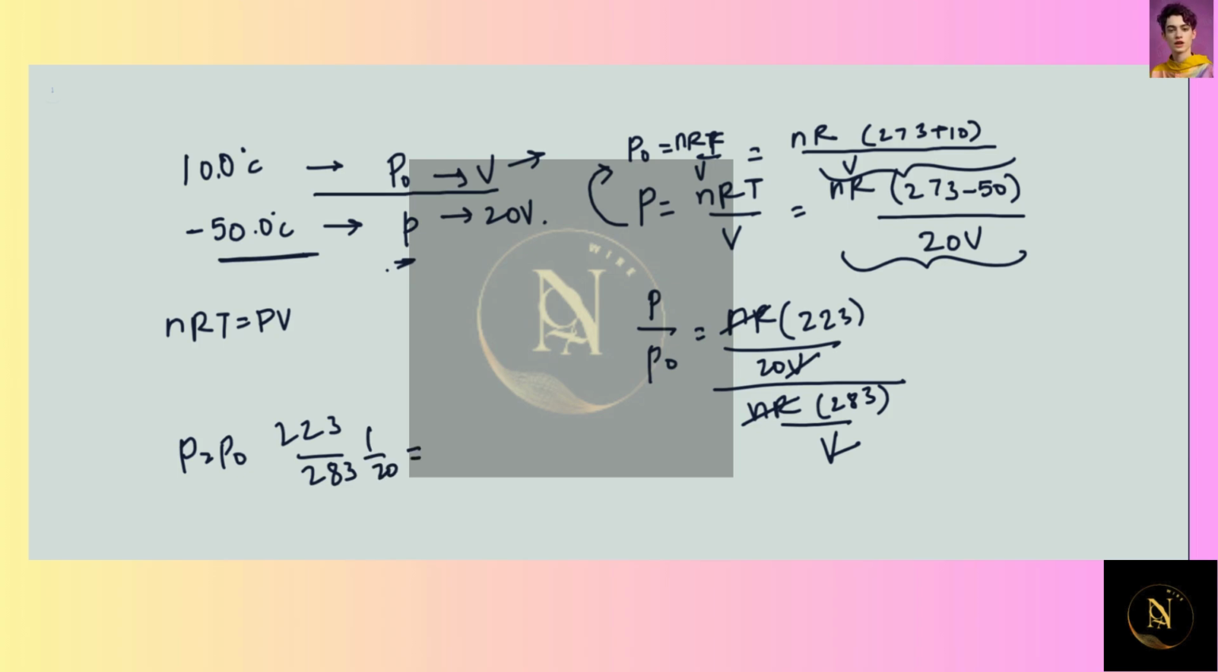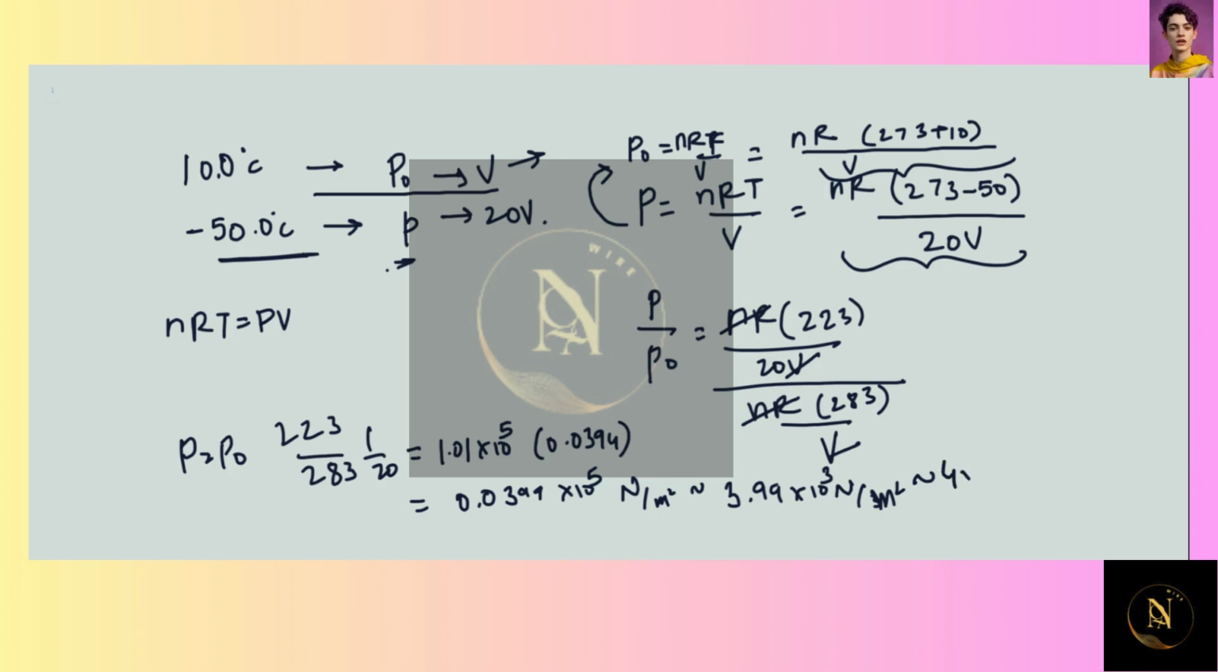Simple as that. Our P naught is our standard atmospheric pressure, which is 1.01 into 10 power 5 Newton per meter square, times 223 by 283 into 1 by 20 turns out to be 0.0394. So this turns out to be 0.0399 into 10 power 5 Newton per meter square, which is 3.99 into 10 power 3 Newton per meter square, which is about 4 into 10 power 3 Newton per meter square.